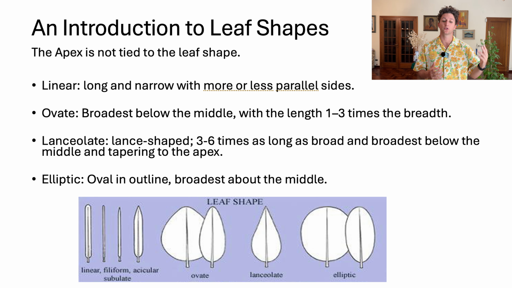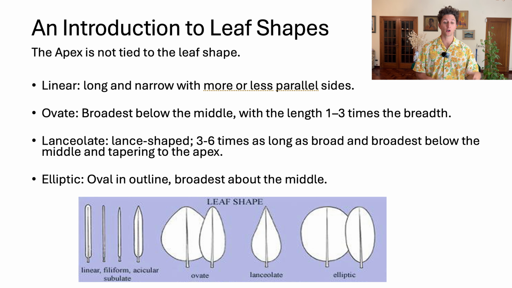My point is, don't use these diagrams as a one-time only, this shape and this apex means that it's an elliptic or a lanceolate leaf. They can have different apexes but still be that leaf shape. So the leaf apex is not directly tied to the leaf shape in these diagrams. Hopefully that makes sense. So let's start off with the left side of the diagram.